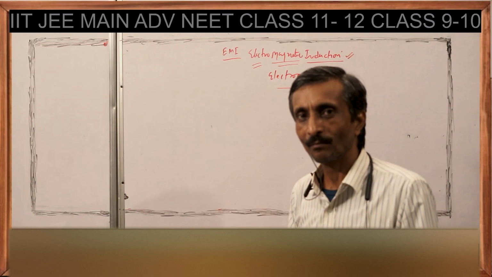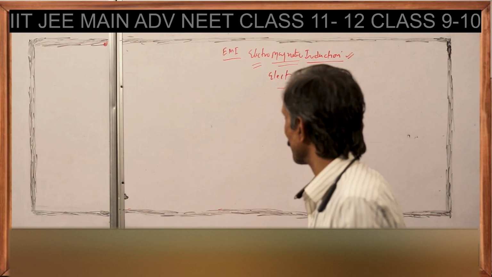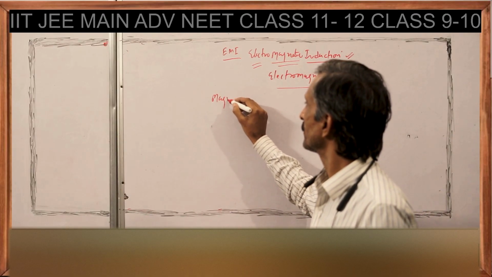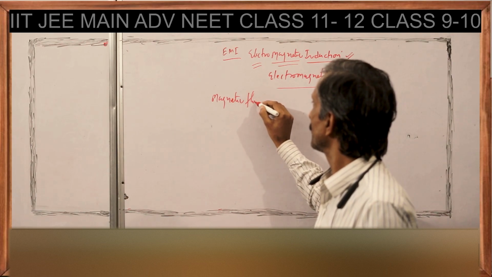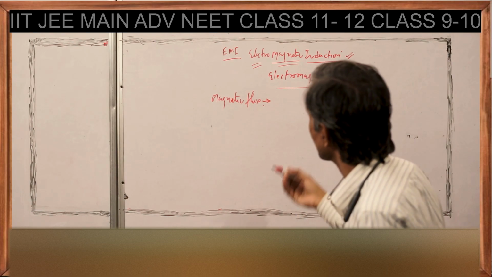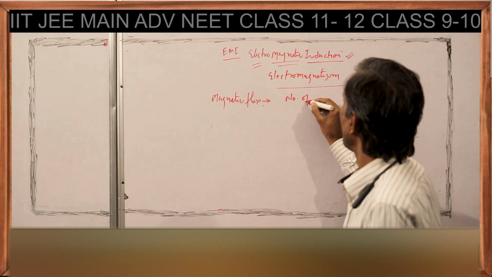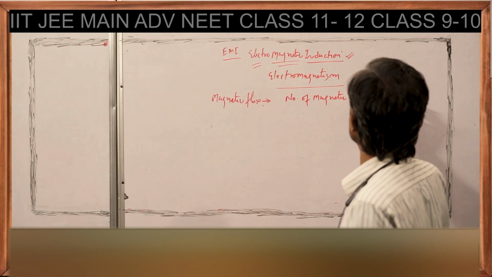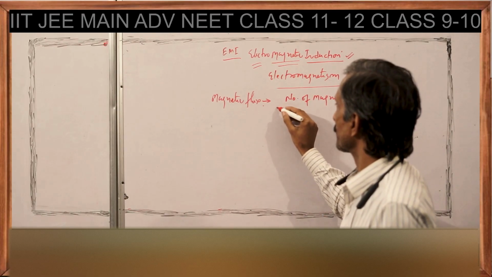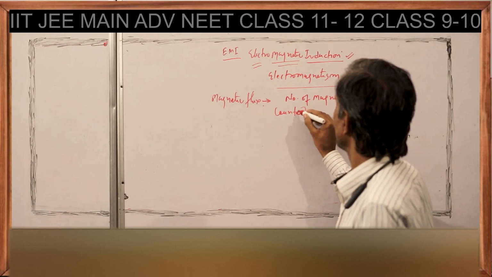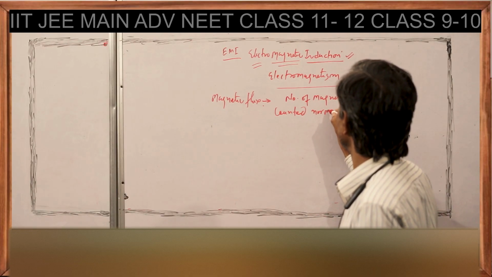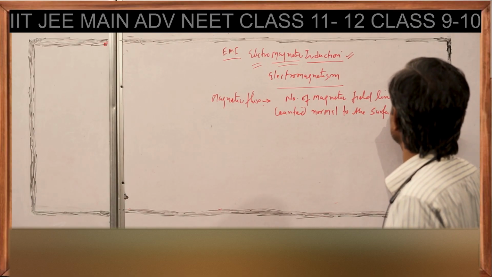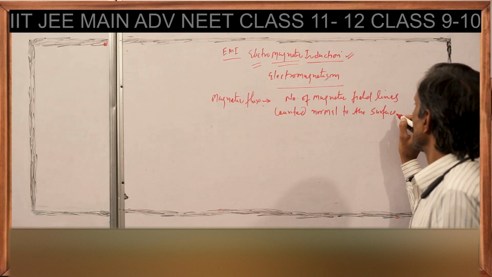When magnetic flux changes through any conductor... What is magnetic flux? That's simply the number of magnetic field lines counted normal to the surface. That is a very simple definition.